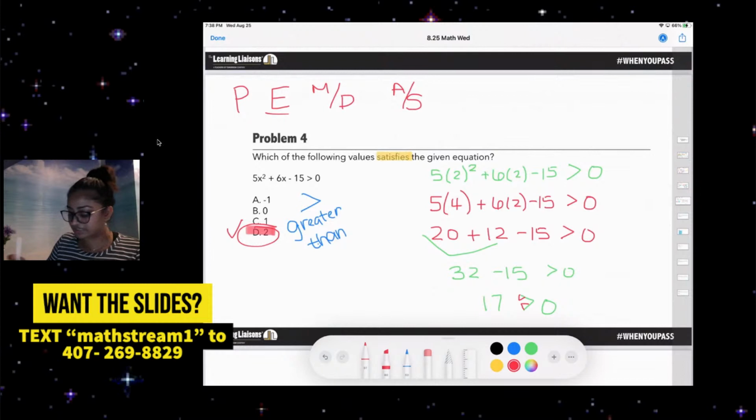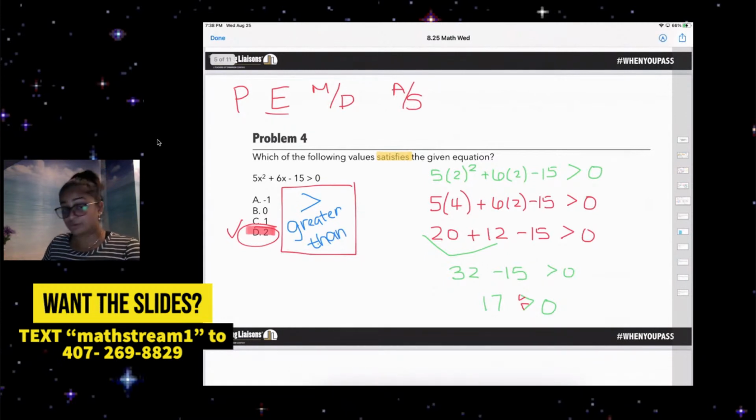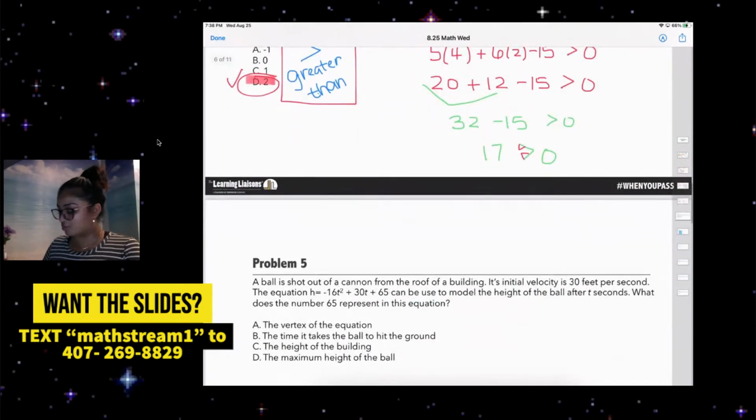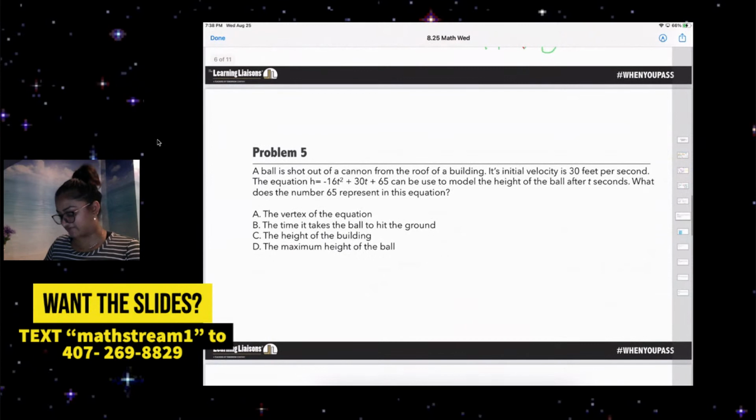If you started with -1, you would have worked through other numbers. If you had started with 0, you could have started with any number you wanted to. My hint to you was start with larger numbers because we're looking for a number that is greater than 0. So I started with 2, and it just so happens I have winner, winner, chicken dinner. Problem number 4 is all done, and we're going to problem number 5.